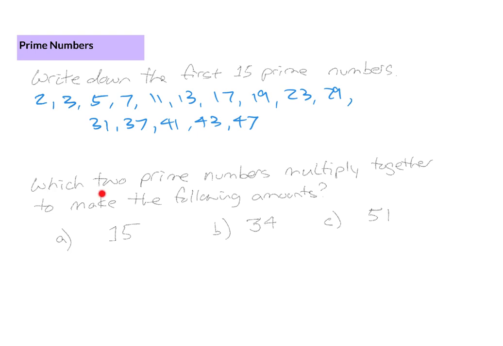And the second bit here, we're asked for which two prime numbers multiply together to make the following. So which two prime numbers multiply to make 15? Well, that's going to be 3 multiplied by 5. To make 34, that will be 2 times 17. And to make 51, 3 times 17.